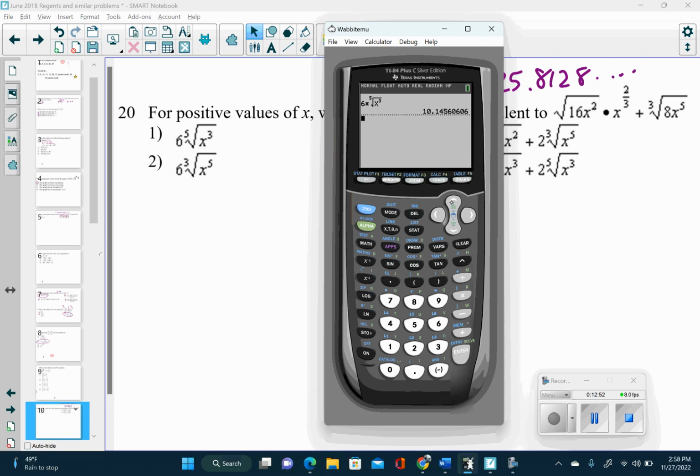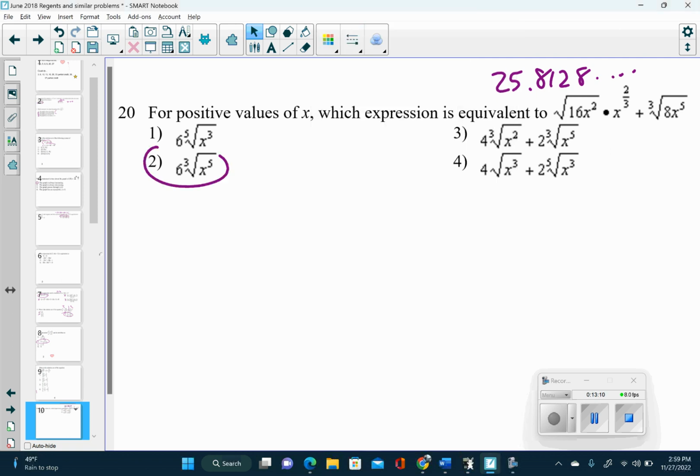I don't have that. So I'm going to go over here. Since number 1 and number 2, the choices are very similar to each other, I can very easily change this to a 3 and change my exponent to a 5. Okay, there we go. So my answer choice is choice 2. Done.